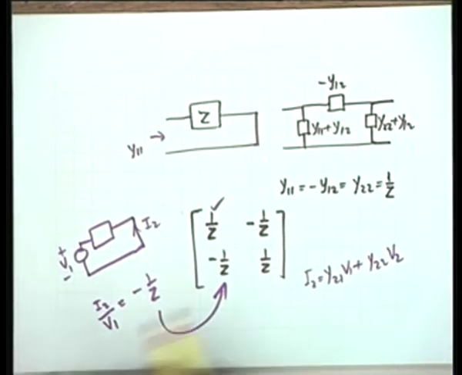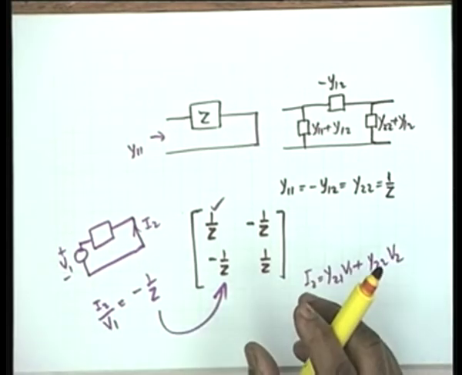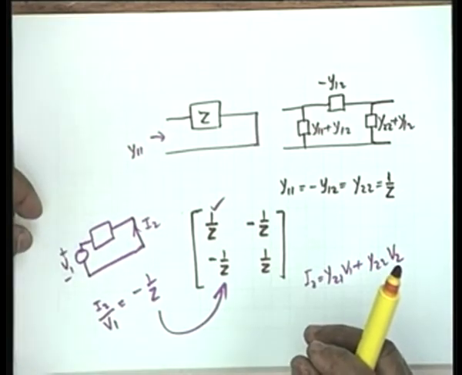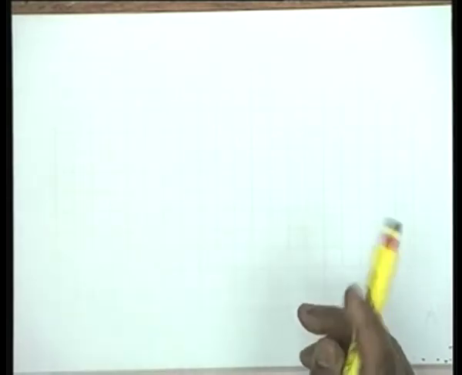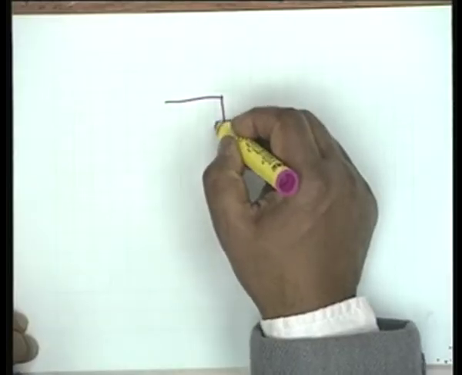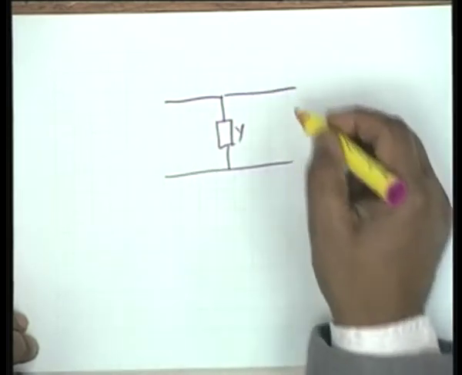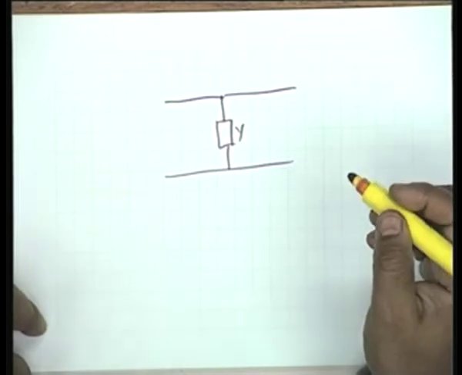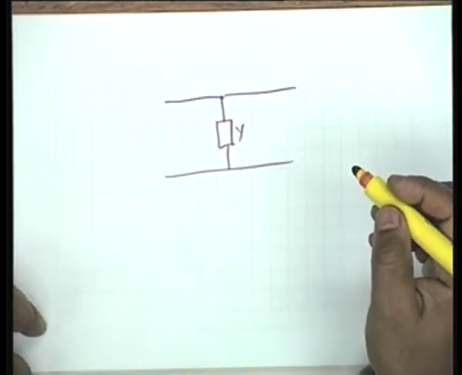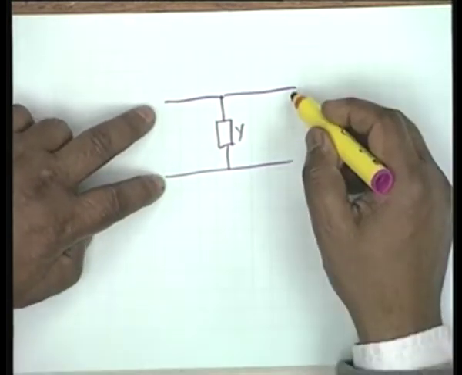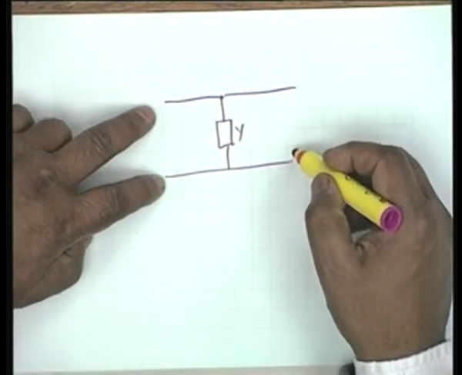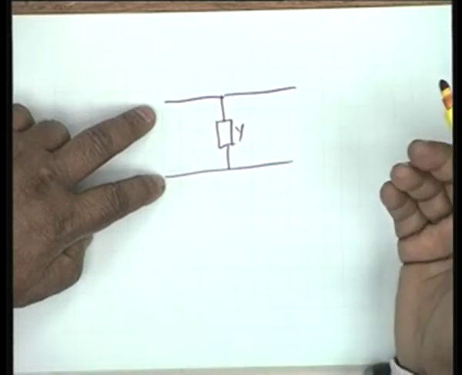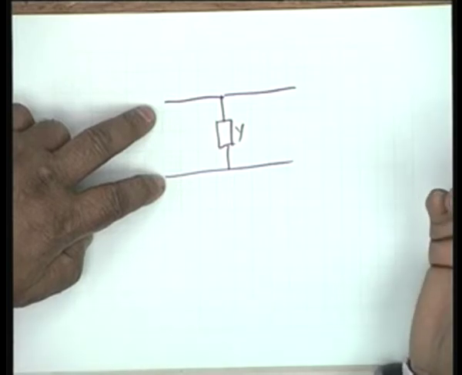These are extremely simple examples, but ticklish, particularly when the parameters do not exist. For example, for the other network, obviously y parameters would not exist. Why not? If you short circuit this, the admittance is infinity, and therefore if one of the admittances is infinity, the parameters are not defined.